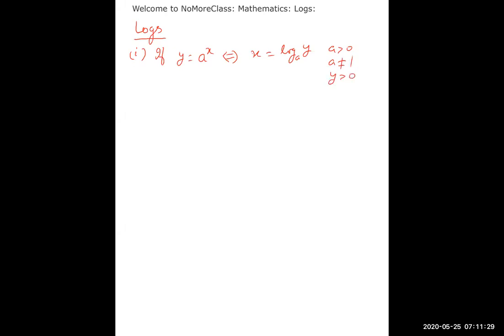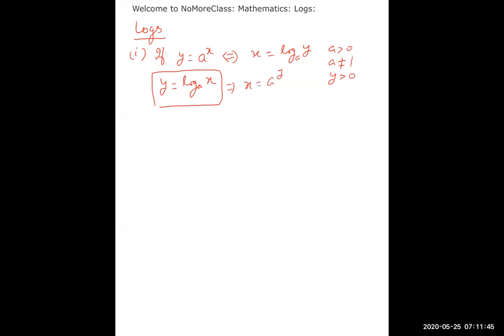Yeah. So a must be greater than 0, a must not be equal to 1, and y must be positive here. So my log function basically was y is equal to log a x. This was the log function. Then from here I will get x is equal to a raised to power y. Same conditions will apply here.